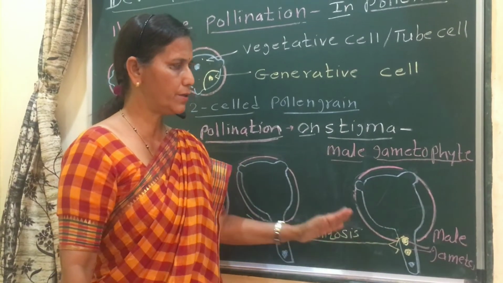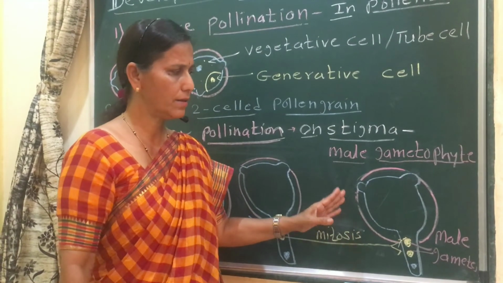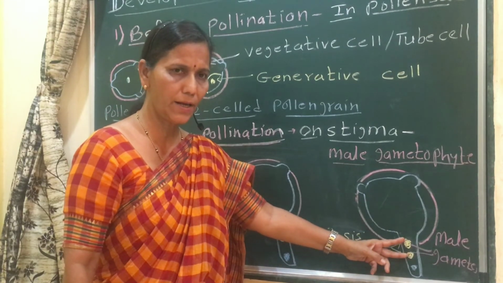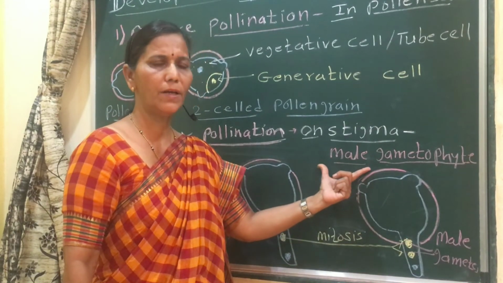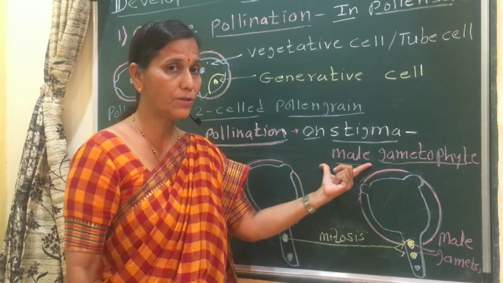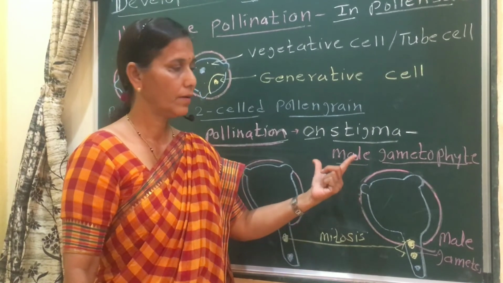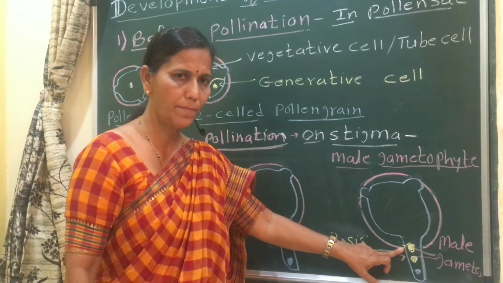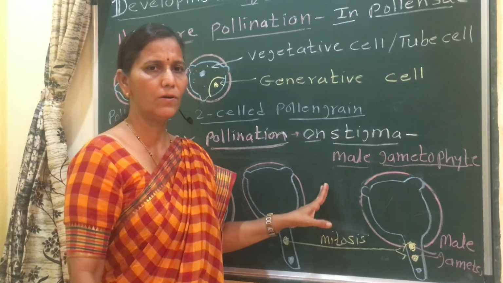And this whole structure, that is the pollen grain with pollen tube and 2 non-motile male gametes, is called the male gametophyte. This is the definition of the male gametophyte. Pollen grain with pollen tube and 2 non-motile male gametes is called the male gametophyte.